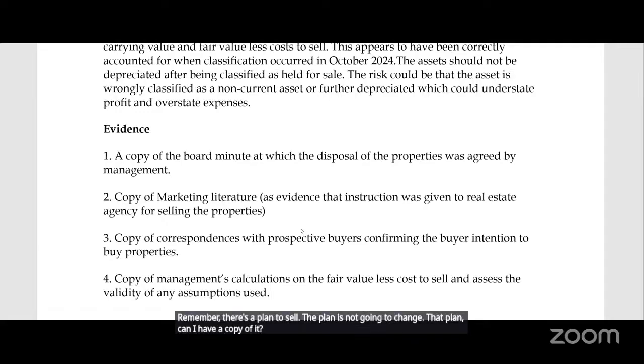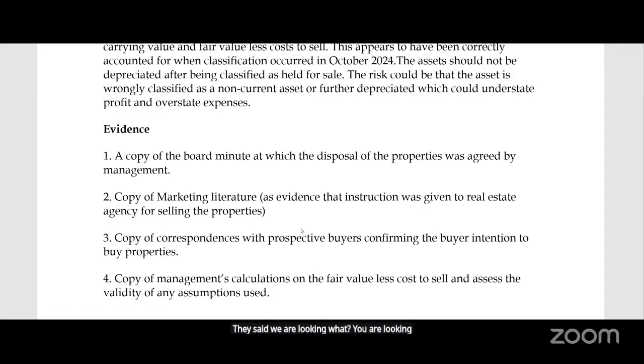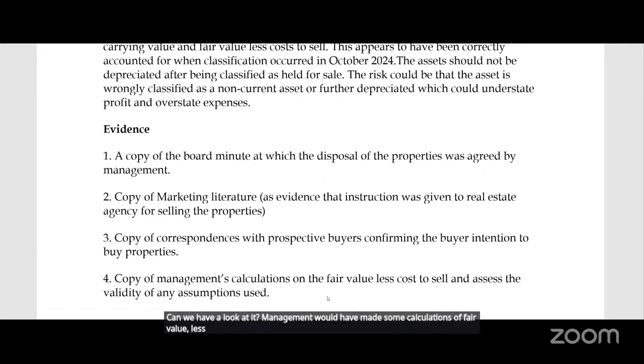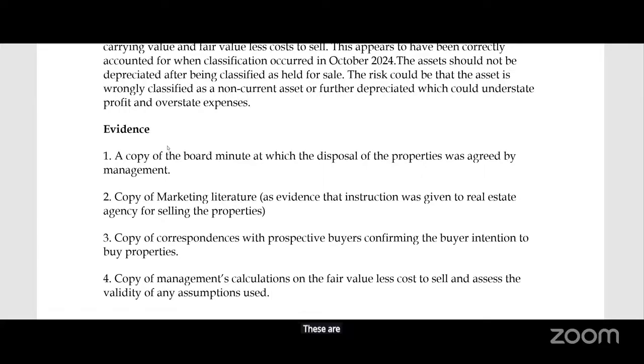You are looking for somebody to buy it, right? That marketing advert, do you have it on file? Definitely, there may be correspondence from the prospective buyers. Can we have a look at it? Management would have made some calculations of fair value less cost to sell. Can we check that estimate? These are all evidence, right?